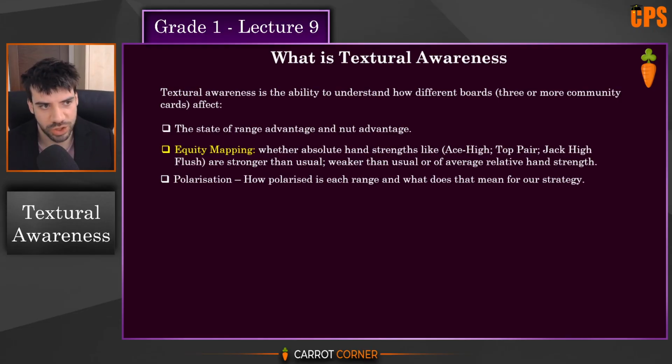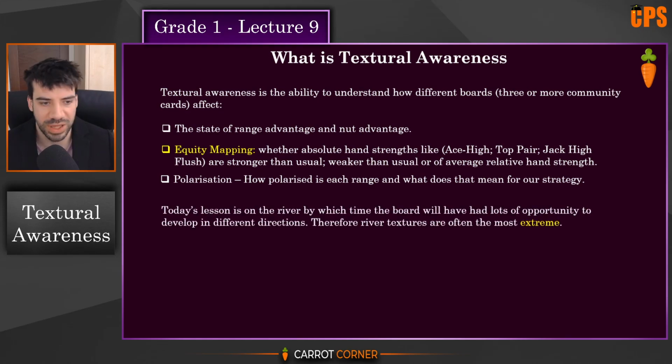So just the texture of the flop, the turn, the river, the whole board can affect how polar ranges are. It's not just action sequences or how much money has been bet or how aggressive a player has been that affects that factor. So today's lesson is going to take place mainly on the river, and by this point in the hand, the board will usually have had a lot of opportunities to develop in different directions. Therefore, river textures are some of the most extreme textures in the game, because there's been 5 opportunities for a different array of cards to come down.